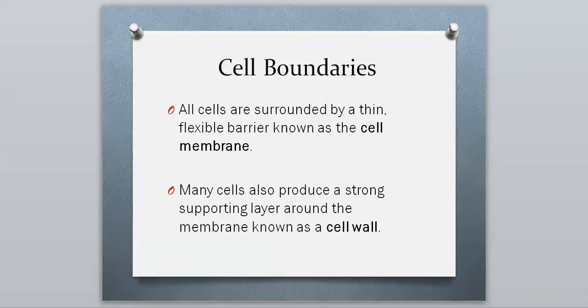So all cells are surrounded by a thin, flexible barrier known as the cell membrane. This is one of our characteristics that every single cell has in common. And many cells also produce a strong supporting layer around the membrane known as a cell wall. Two of the main ones being fungi and plants, and there are some others, but again, cell membrane, all cells have one of those, and then many cells have a cell wall. So not every single cell will have a cell wall.